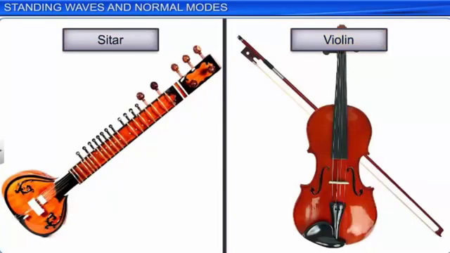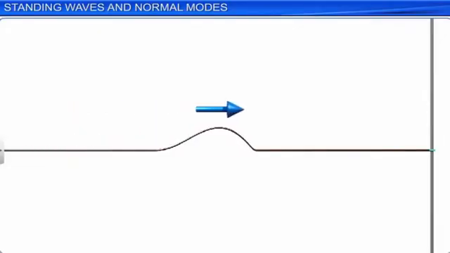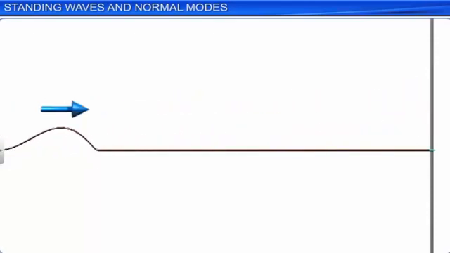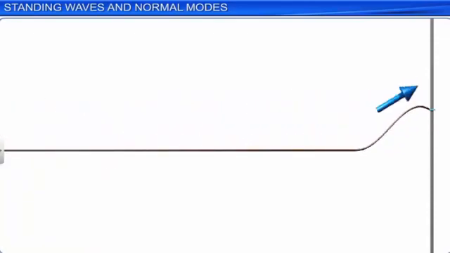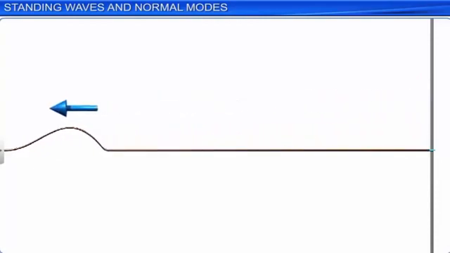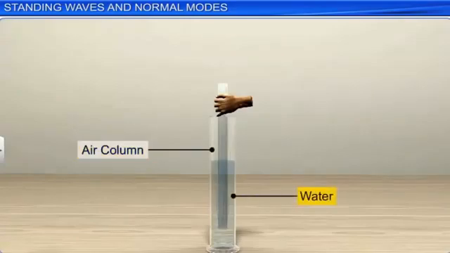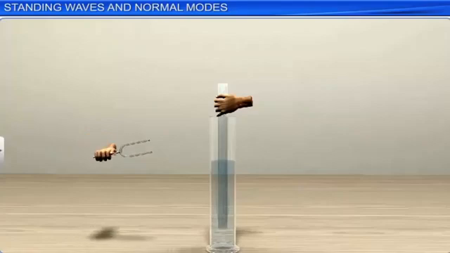Let us now study the modes of vibration of a system which is closed at one end and free at the other. The air column in a glass tube partially filled with water is an example of such a system. Vibrations are produced at the open end of the tube with a tuning fork, which travel through the air column in the tube to the water surface and get reflected.